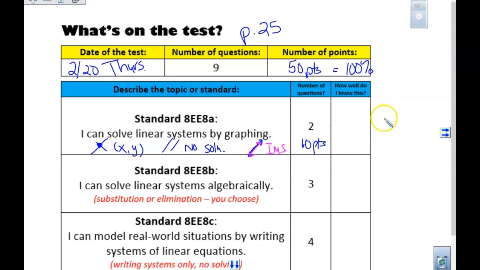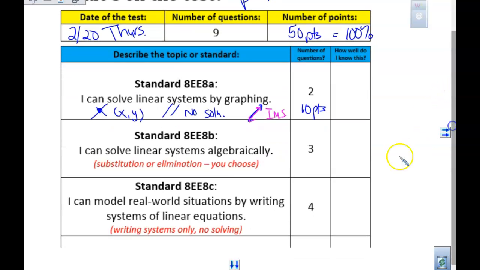This is using the slope and the y-intercept that we used for probably the last couple of months. That second standard, I can solve a linear system algebraically. This is where you do the substitution or the elimination, but you can use all of one method if you like. Some of you really like using substitution. You can do that for every problem. If you like using elimination, that's the addition method, where we add them together and one variable eliminates, you can use that. Whichever method is easier for you or that you like to use, that's the one you should use.